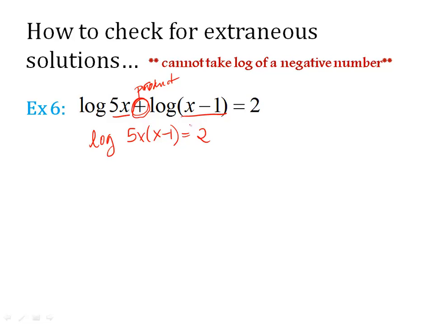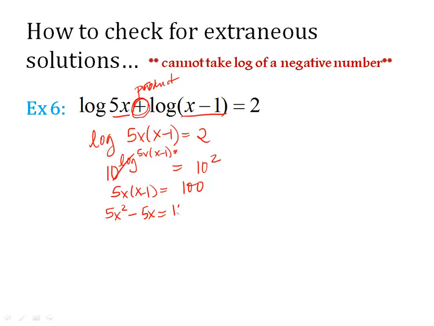All right? Now, I need to get rid of the log, and the base of my log is 10, right? If it's a common log, the base is a 10. So I'm going to go 10 raised to the log of 5x times x minus 1 equals 10 squared. Same base on both sides. These cancel, so this 5x times x minus 1 drops, and 10 squared is 100. So now I solve it. 5x times x is 5x squared minus 5x equals 100.